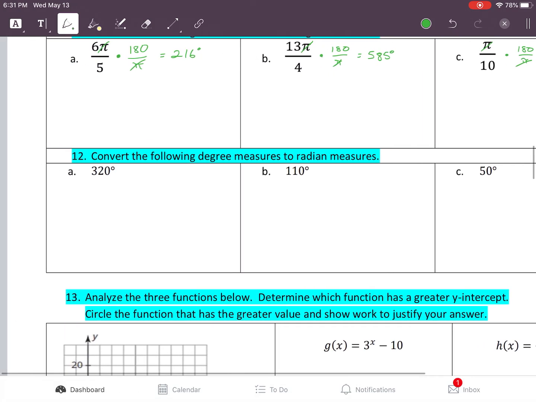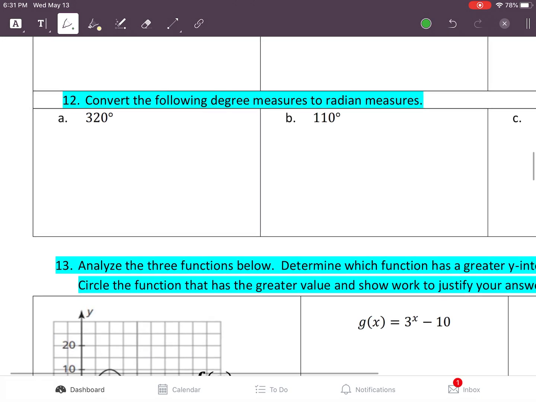Now, if you're going the opposite direction, if you're going degrees to radians, you're going to multiply by pi over 180. Okay, so now you have 320 divided by 180. That gives you a decimal. So you're going to hit math, enter, enter on your calculator, and you're going to get 16 pi over 9. You always write these radians as fractions.